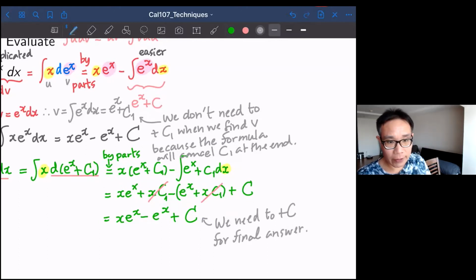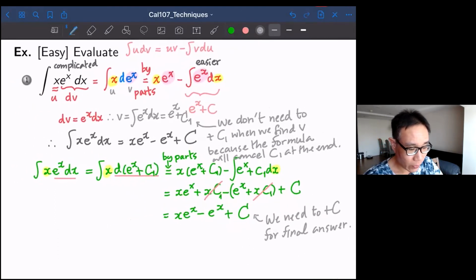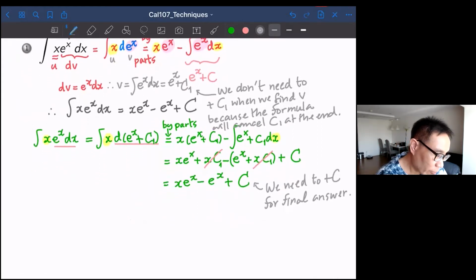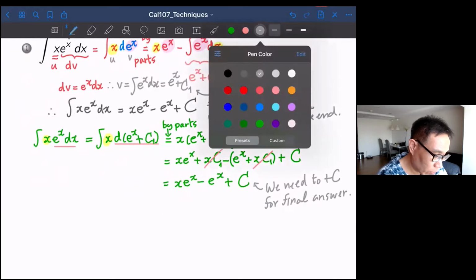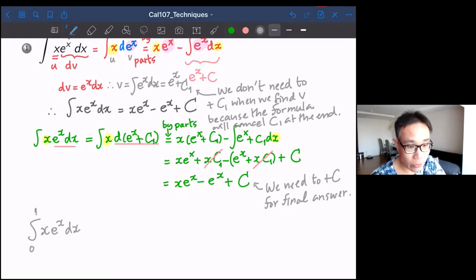Okay, so this is the thing that I would want to notice first before I move on. This next one, the thing that I like to explain will be, if you want to integrate from 0 to 1 of x e to the x dx. If I ask you to integrate from 0 to 1, how would we do it?